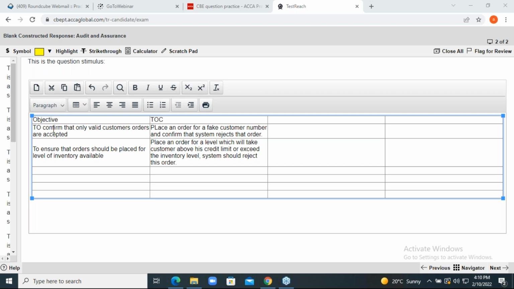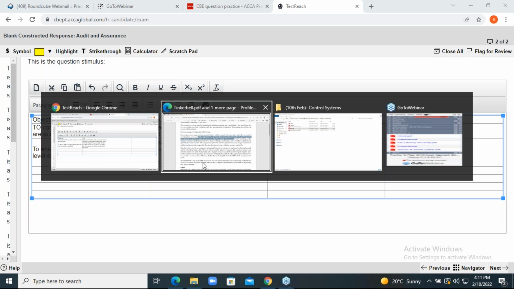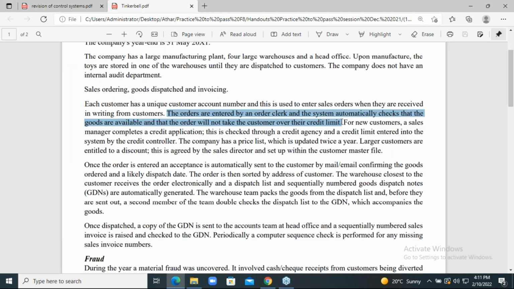So how to write tests of controls? This is one way. What you should do, you should place an order, like for an invalid customer or for the inventory level issue, that is opposite to the control system that is provided in the information, like in these two cases.